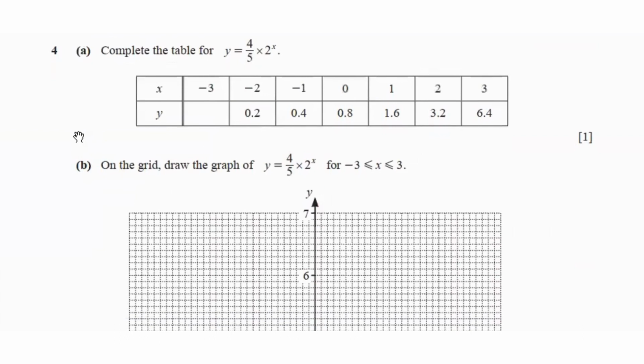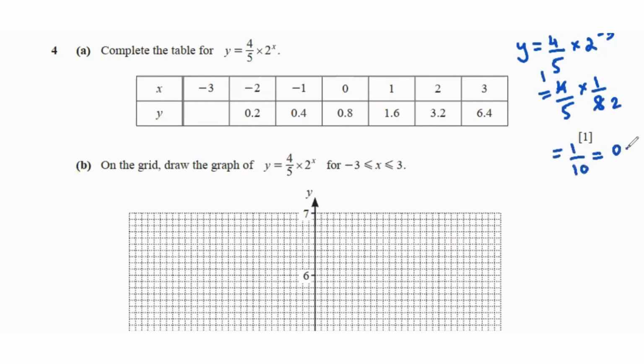Question 4 says complete the table for y equals 4 over 5 times 2 to the power of x. So you have to find the value when x is -3. That is 4 over 5 times 2 to the power of -3, which is 4 over 5 times 1 over 8. 4 ones are 4, 4 twos are 8. 1 over 10 is 0.1. That is your y value. Then it says on the grid, draw the graph of y equals 4 over 5 times 2 to the power of x for values of x from -3 to +3.